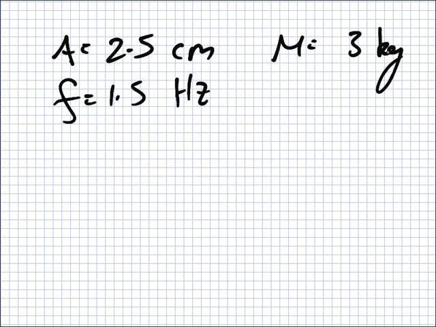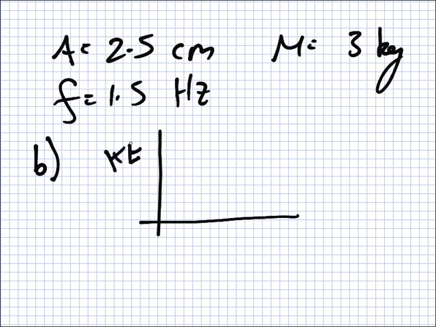Determine the maximum velocity of the oscillator. I assume you got that okay. Yeah. So what's the problem with B? What do they want? Sketch a graph of kinetic energy against time for one full cycle of this oscillator.